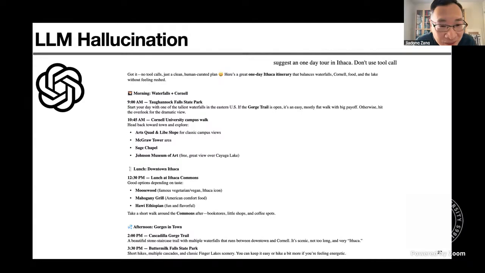And yeah, I always like to use this example. Wherever I give a talk, I will revise this prompt and ask the AI to suggest me a one-day tour, for example, a one-day tour in Ithaca. Also here you see that I asked the AI not to use any tool call, because usually they will use some tool like Yelp or Google Map, and they give you a better answer. But I explicitly asked it not to use it, just to see whether the text processing would give us decent answers.